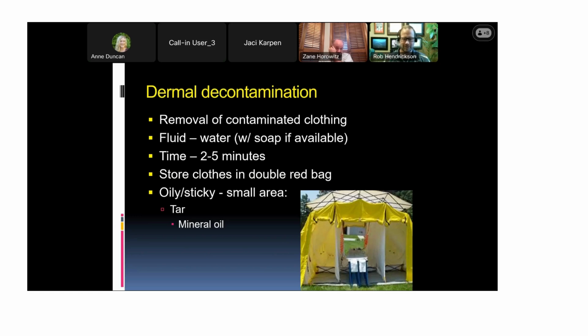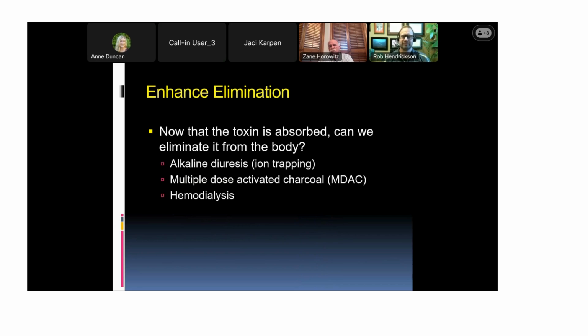Clothing has to be removed, of course. And there is some evidence that if you have a local thing, like something very, very sticky, like asphalt or tar, that mineral oil will sometimes help. But that's like local decon, not body-wide decon. All right, let me pause there, see if there's any questions.